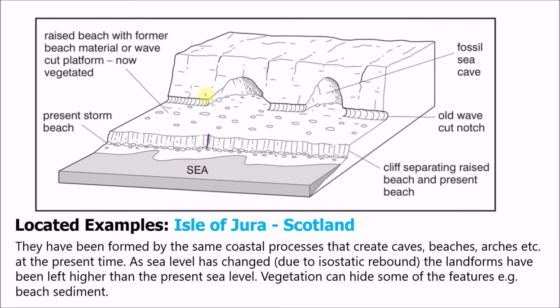So in the case of the island of Jura in Scotland, a great example to use, as a result of isostatic rebound, those features have been lifted above the present day sea level, and that vegetation's grown on it, which has maybe hidden some of the features like the beach sediment and maybe made it less obvious that actually it's a coastal feature. So they are the main emergent features that we find. Erosional or depositional landforms like beaches that have been lifted above the present day sea level.